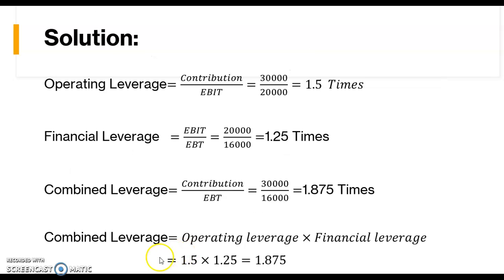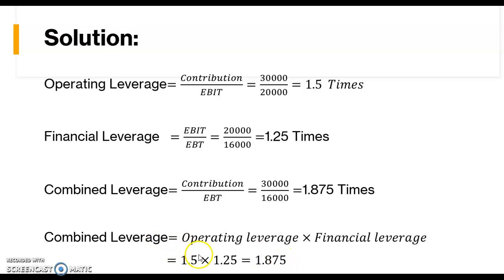Now let us find out the operating leverage. Operating leverage is equal to contribution divided by EBIT, 30,000 divided by 20,000, which is equal to 1.5 times. What does it mean? For a change in the sales, EBIT will change 1.5 times. Next, financial leverage. Financial leverage is equal to EBIT divided by EBT, 20,000 divided by 16,000, which is equal to 1.25 times. Next is combined leverage. It can be calculated as contribution divided by EBT, 30,000 divided by 16,000, which is equal to 1.875 times. Combined leverage can also be found using the formula operating leverage multiplied with financial leverage, that is 1.5 into 1.25, which is equal to 1.875.